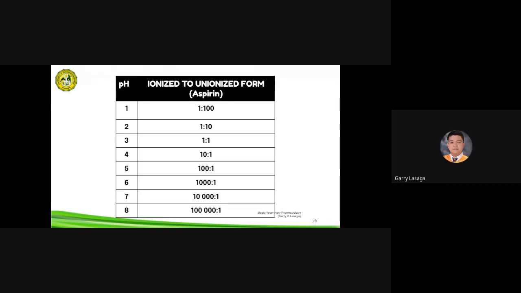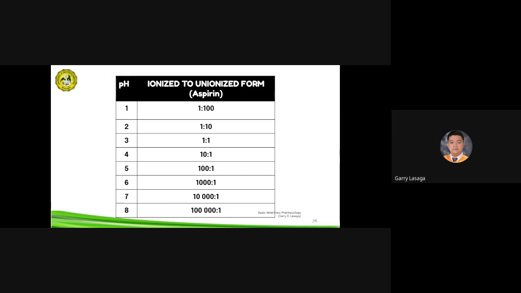Okay, so tama yun, no? So when there is a greater proportion of our unionized form, the drug will be more absorbed as compared to when greater yung kanyang ionized form, because again, based on the concept of the pH partition hypothesis, the unionized form of the drug is the form that will be favored for diffusion. So yun siya yung form ng drug that is lipophilic or lipid soluble. So in this case, at a pH of 1, there are more unionized than ionized. How about at the pH of 7?